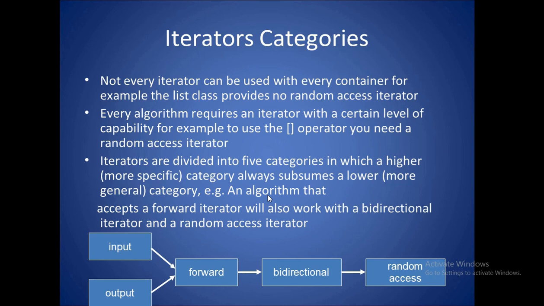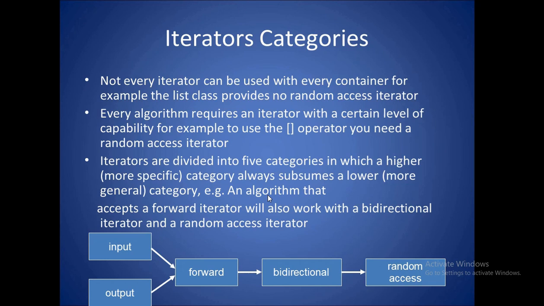For example, the list class provides no random access iterator, because the list class does not have random access, so a random access iterator is not supported. Every algorithm requires an iterator with a certain level of capability. For example, to use the [] operator, you need a random access iterator. So iterators are divided into five categories.